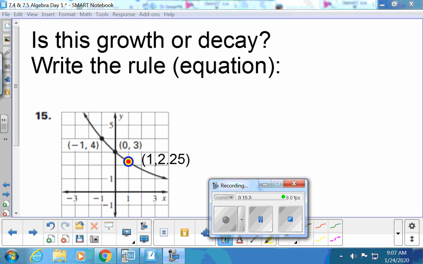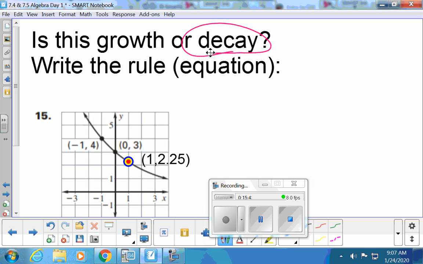All right, I'm jumping down just so we don't run short on time to number 15. They're having you look at a picture. They're having you decide growth or decay, so that should be easy based on shape. What do you think? Growth or decay based on the shape? Decay. It's decaying based on the shape. Very good. And now I'm going to talk to you about how we could come up with an equation.